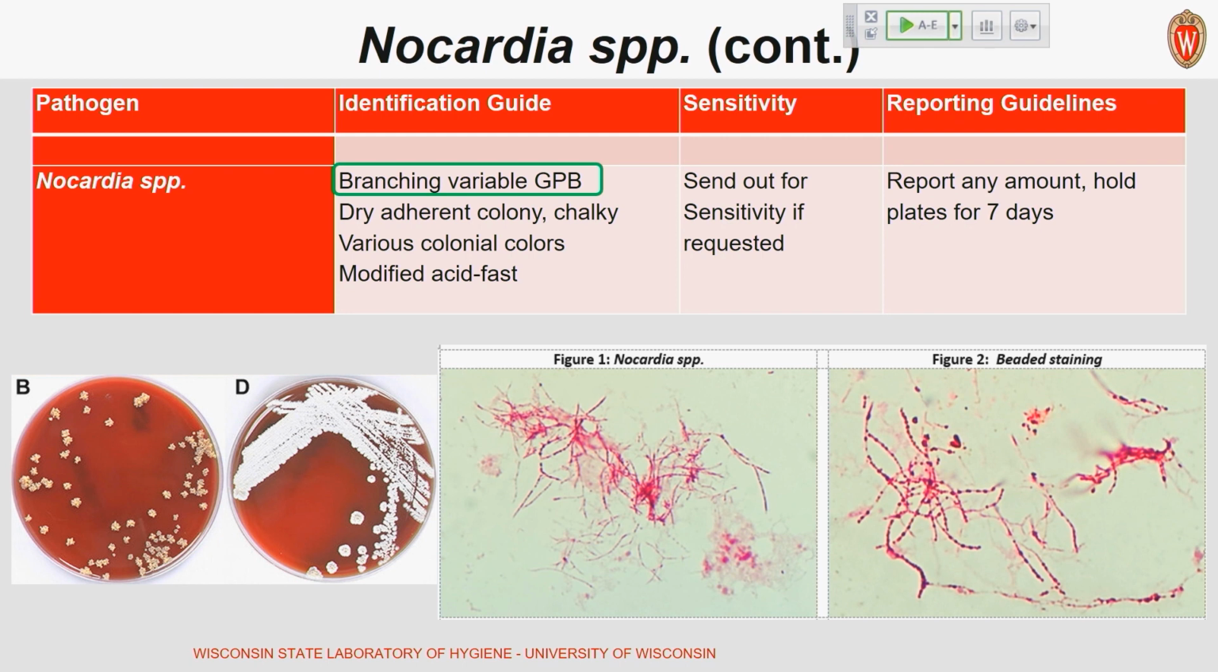And I have up there hold plates for 7 days because that happens to be our local practice, but that may not fit yours.